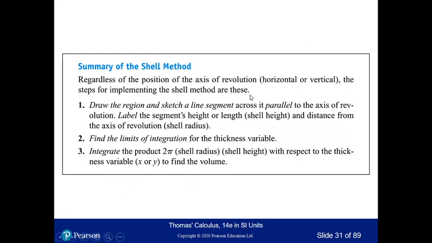Summary of the shell method. Regardless of the position of the axis of revolution, horizontal or vertical, the steps are these: draw the region and sketch a line segment across it parallel to the axis of revolution. Label the segment's height or length and distance from the axis of revolution. Find the limits of integration for the thickness variable. Integrate the product 2 pi times shell radius times shell height with respect to the thickness variable x or y to find the volume. Okay, that's it.